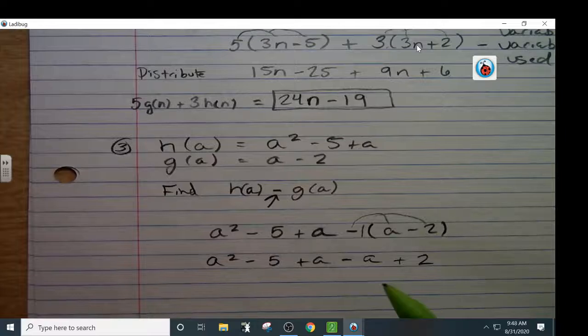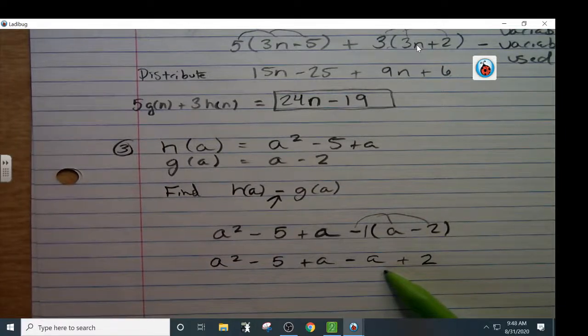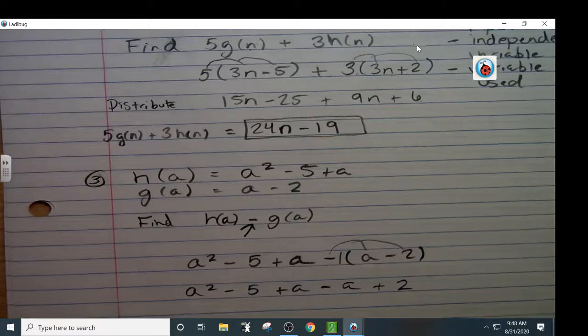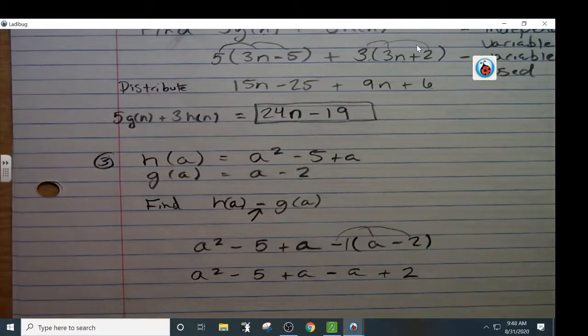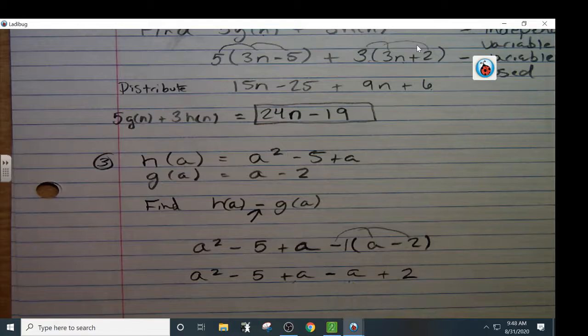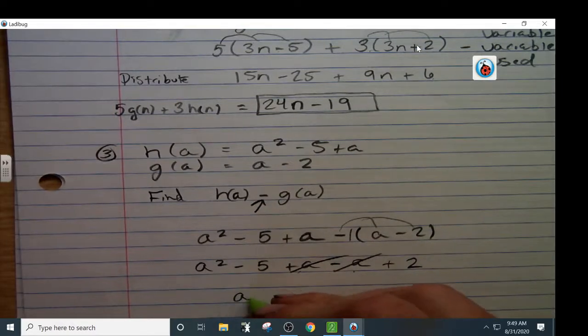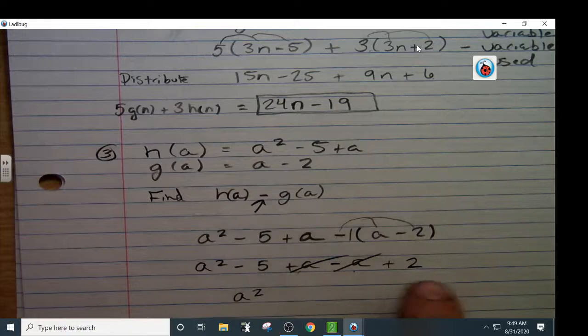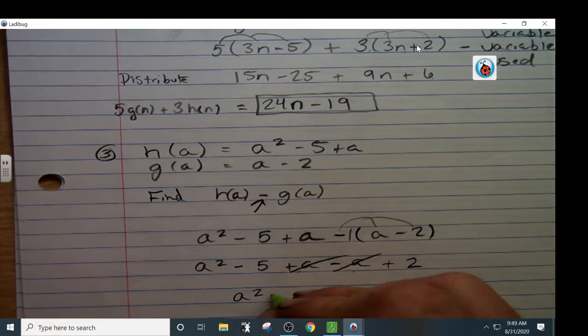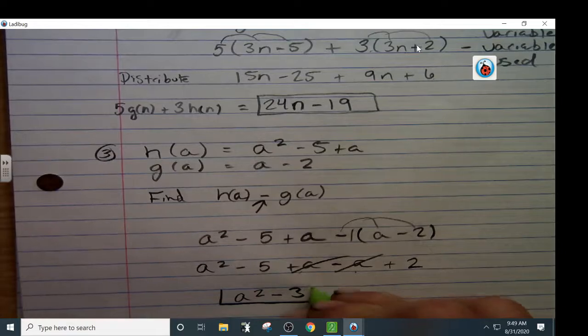Does everybody understand how it went from here to here? I just distributed a negative. Now, guys, I got these two like terms, 1a and negative 1a. Well, a minus a is just 0, so those just cancel out, right? So what I'm left with is a squared. Well, negative 5 plus 2 is -3. There you go.